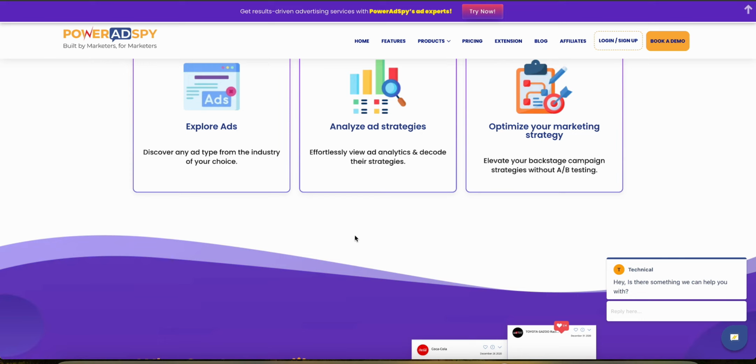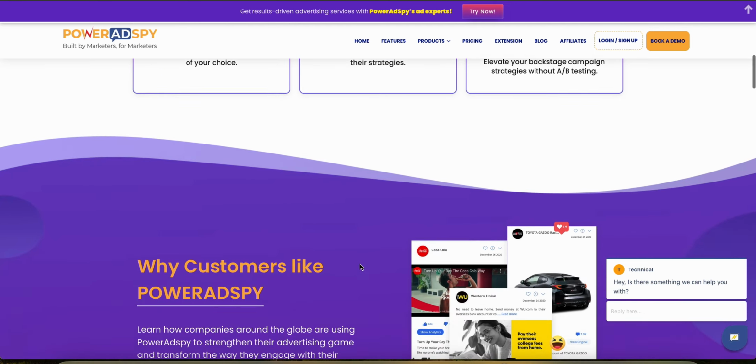So, how does it integrate with other platforms? PowerAdSpy primarily serves as an ad analysis tool. It doesn't really integrate directly with e-commerce platforms like Shopify, so you can't use it for product management or listing. However, the insights that you get from spying on other people's ads can help you no matter what platform you're on, whether it's Shopify, WooCommerce, or any other one.